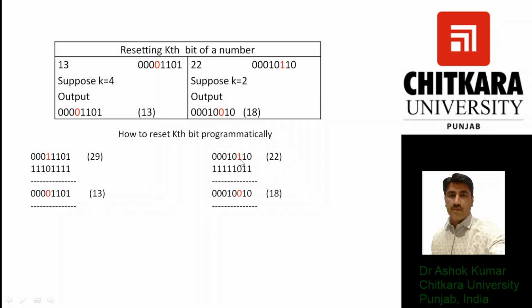Similarly, in another example, if the number is 22 and if you want to reset its second bit, that is shown in red color, you will AND this number with a number that has all ones except a 0 at the kth bit position. So here the kth bit position number is 0. So when you AND it, you will get this number, and this is the number that is equivalent to 18 in decimal. Now the thing is how we can generate this number that has all ones except 0 at the kth bit position. This we are going to discuss in the next slide.